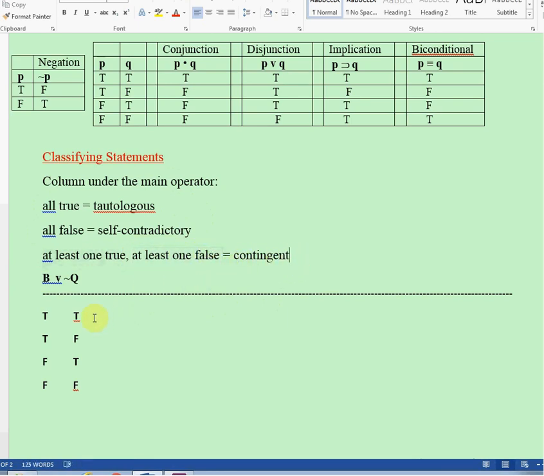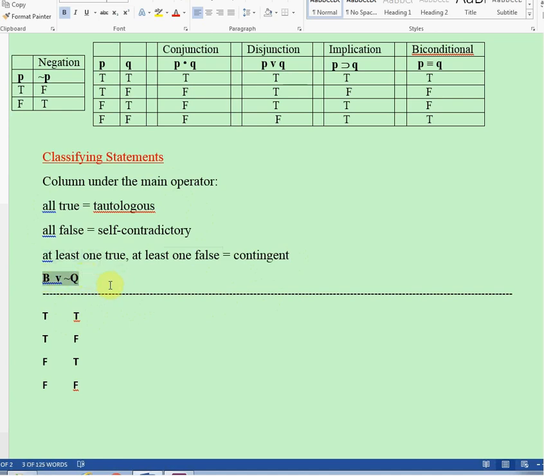So all we have to do is build the truth table and then look at the results under the main operator. In this case it's going to be under the wedge, because that's our main operator. Then we ask ourselves what those truth values are, and we can determine whether it's tautologous, self-contradictory, or contingent. Okay, so let's quickly build the truth table for this statement.